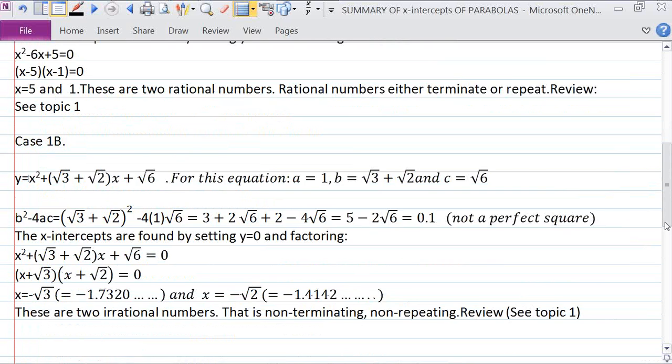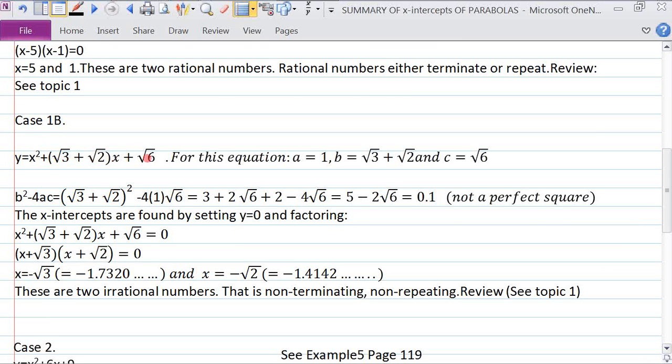So now, case 1b. If we take this equation here, it looks a little complicated, but when you look at it and you understand what I'm going through, you'll find it easier to follow. For this equation, a is 1, b is root 3 plus root 2, that's this term right here, and c is root 6. So b squared minus 4ac is root 3 plus root 2 squared minus 4, a is 1 and c is root 6. So if we take this and square it, first times first is going to give me the 3. The last times the last is going to give me 2.